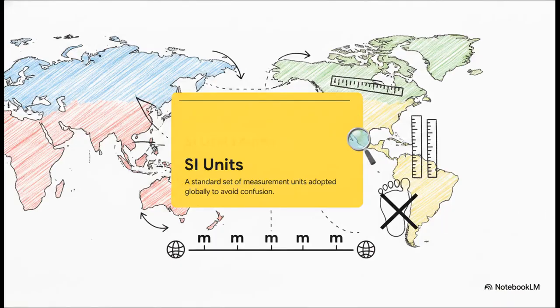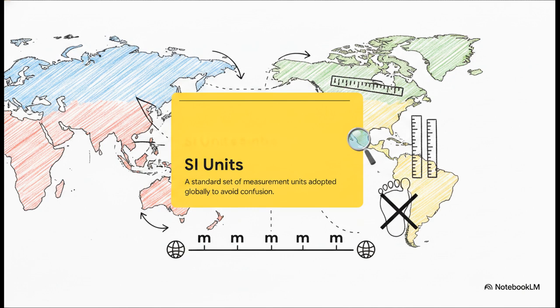So as people started traveling and trading across borders, this whole handspan confusion became a serious global issue. The world desperately needed a universal language for measurement. Basically, countries from all over the globe had to sit down and agree on one single standard. And that's what we call the International System of Units, or SI units for short.